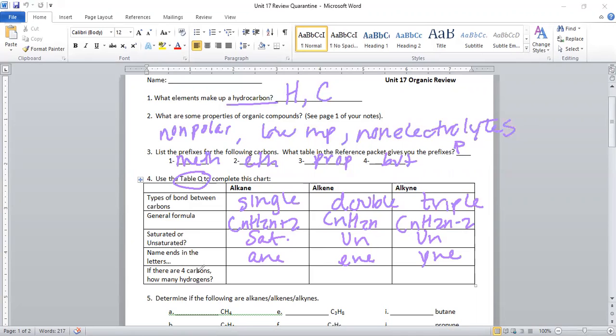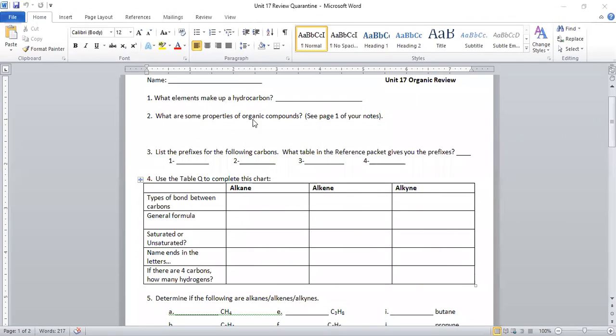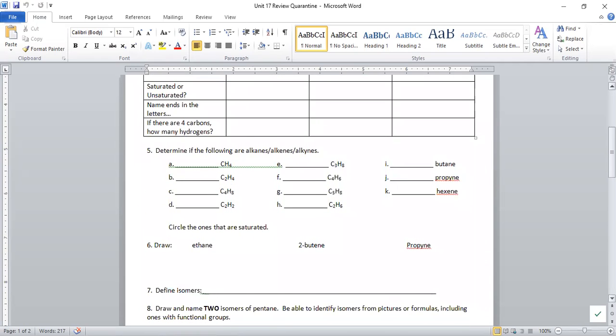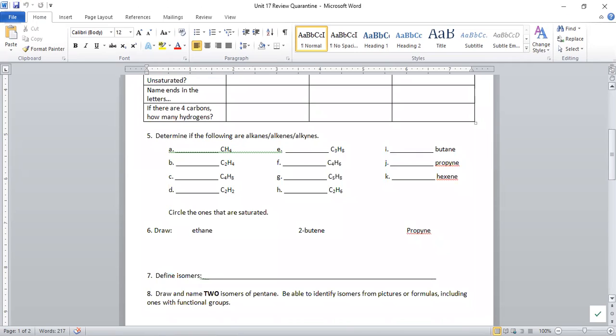And if there are 4 carbons, how many hydrogens? So if it's C4, you would have H, 4 times 2 is 8, plus 2 is 10. If you had C4, you would have H, 2 times 4, 8. And this one you had C4, H, 2 times 4 is 8, minus 2 is 6. Okay, so you're going to use that general formula to do question number 5. Determine which are alkenes, alkynes, or alkanes.